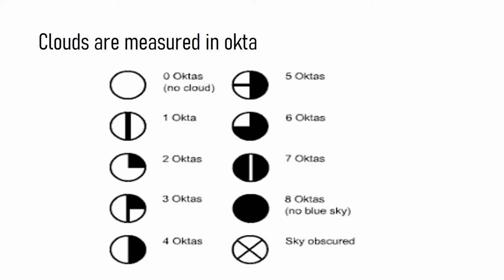Clouds are measured in oktas. There's 0 oktas up to sky obstructed, as you can see on this chart.